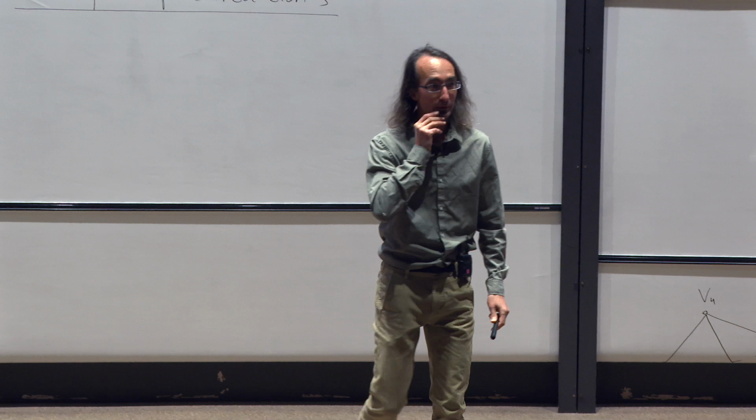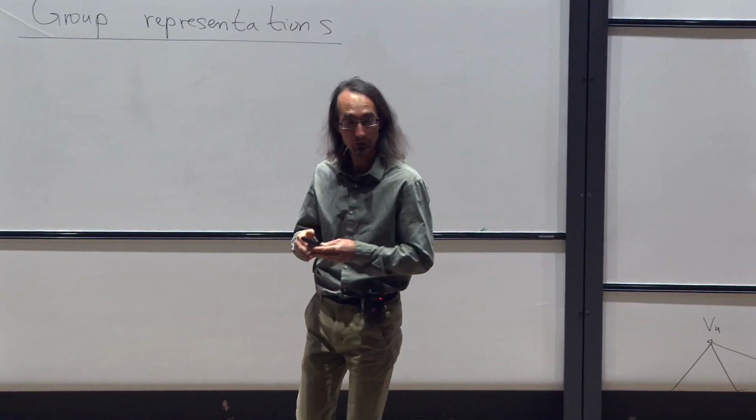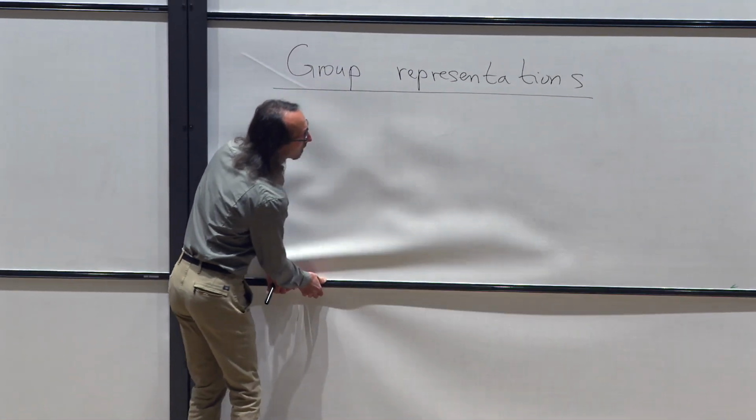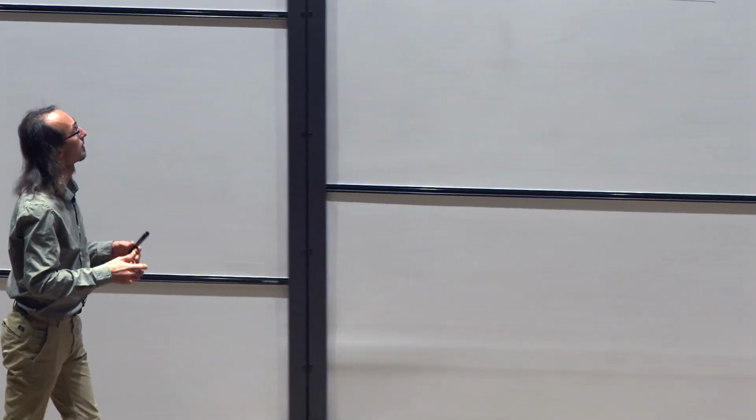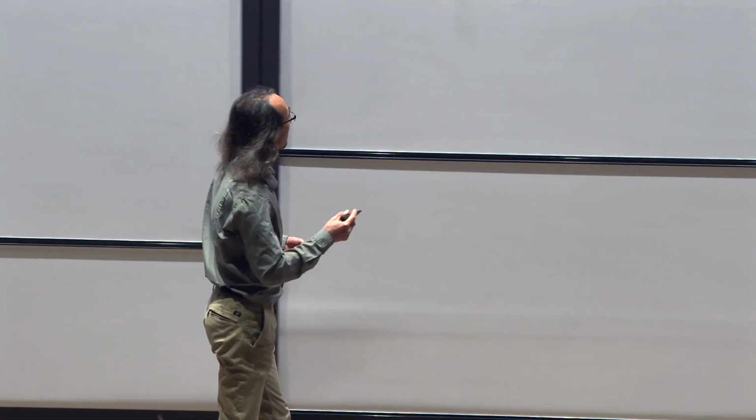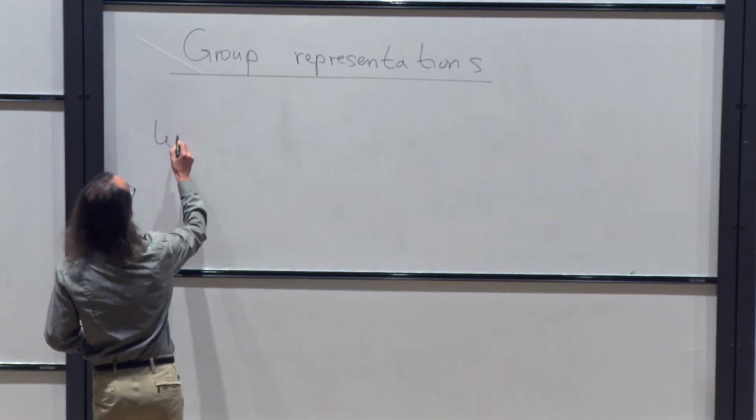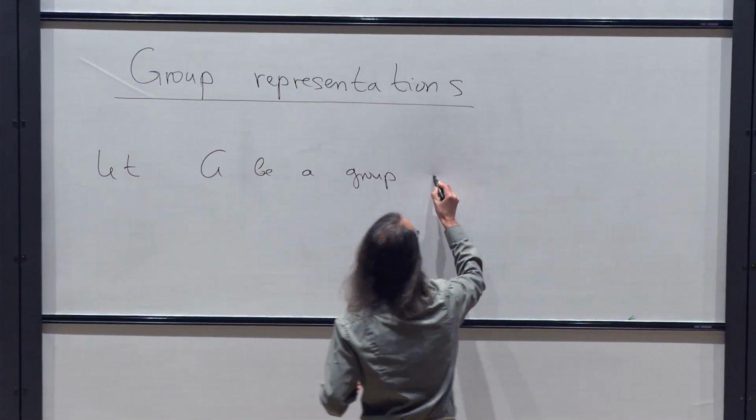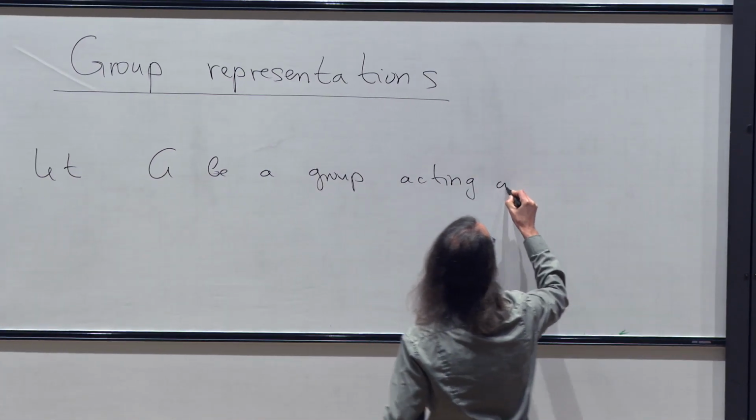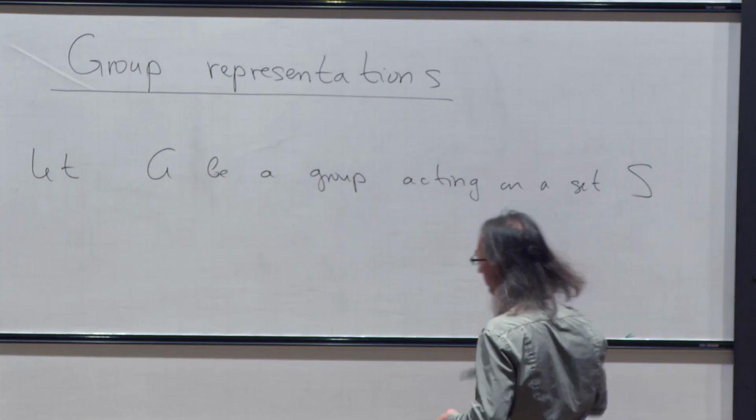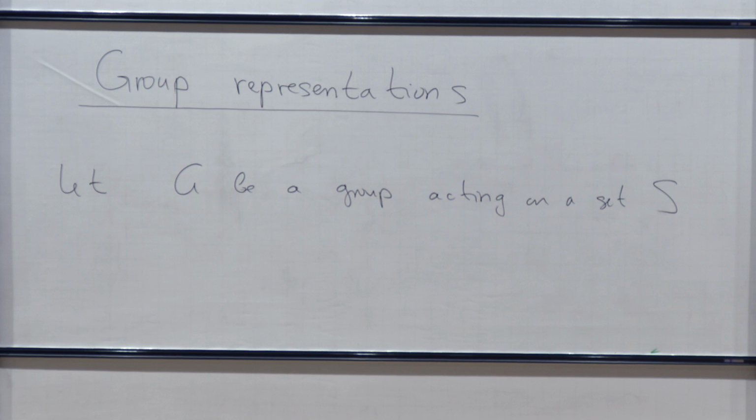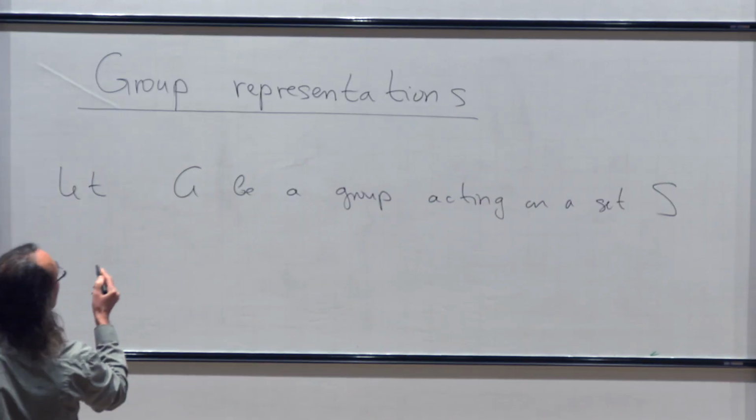In group theory, so far, we talked about group actions, and we talked about group homomorphisms. One fundamental result relating them is that to every group action, so let G be a group acting on a set S, there is an associated homomorphism from G into the group of bijections of S.